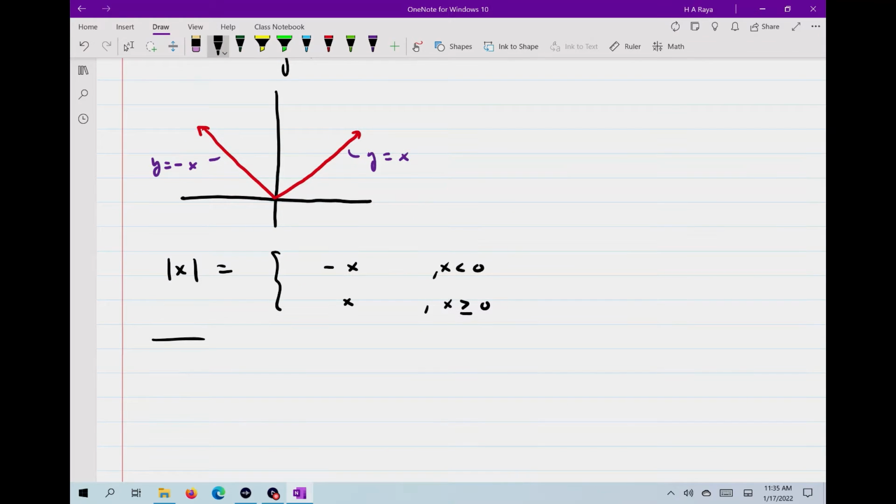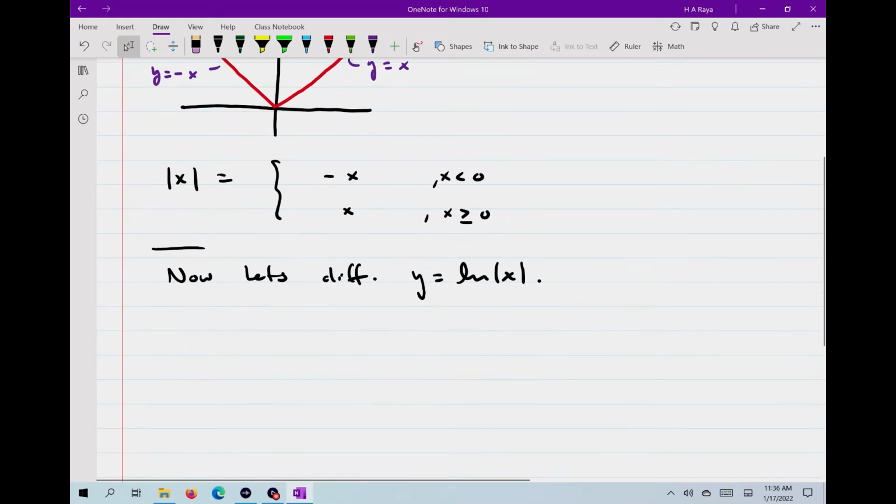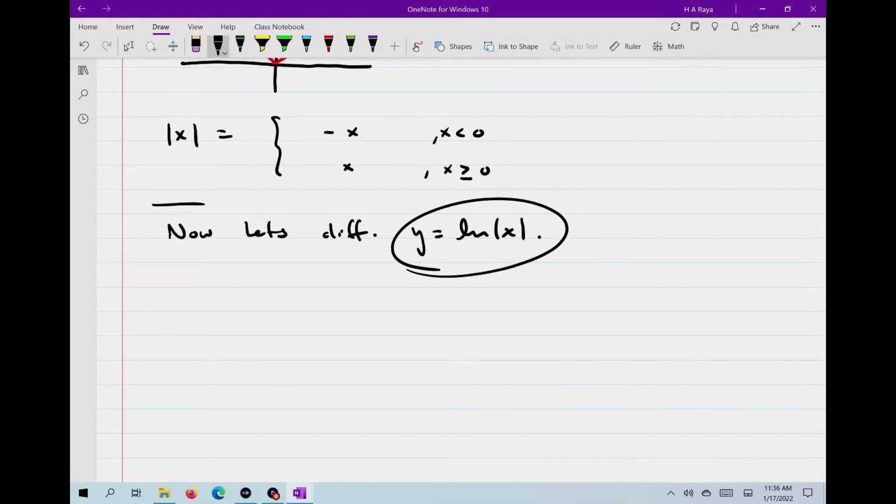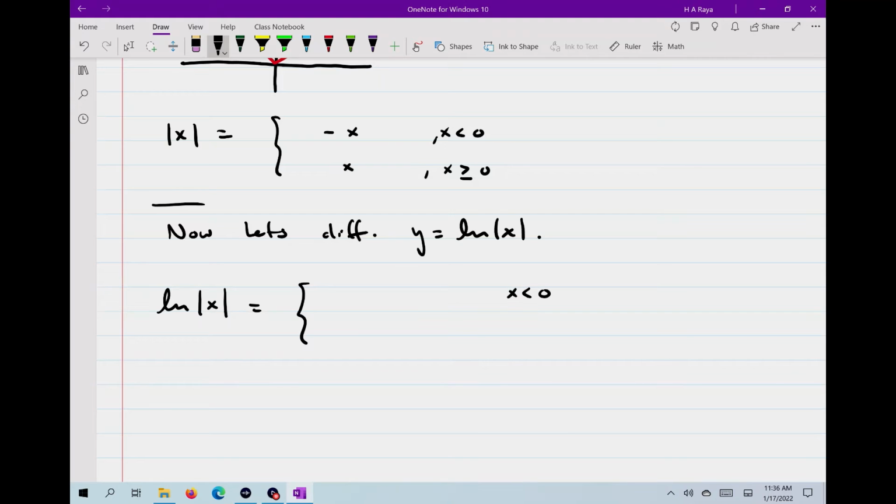Now, let's differentiate the natural log of the absolute value of x. For this function, we can also think of it as a piecewise function using what we have learned above. So when thinking about the natural log of the absolute value of x, we can think of it as a piecewise function and consider how things will look when your x's are negative and when your x's are positive.